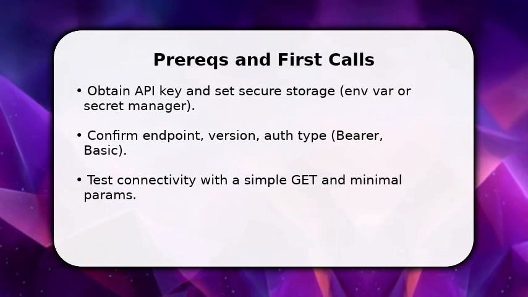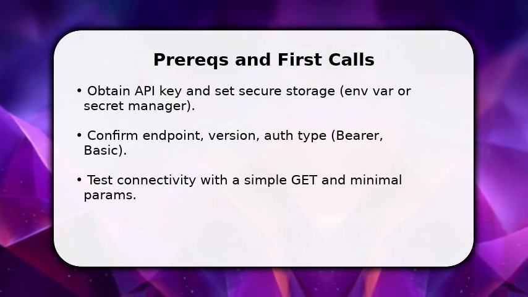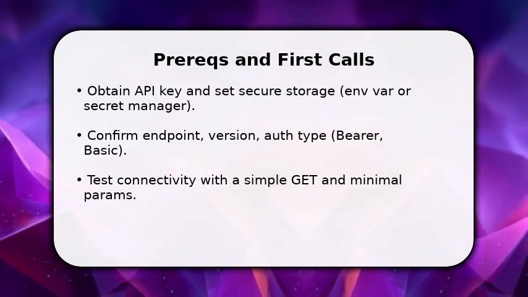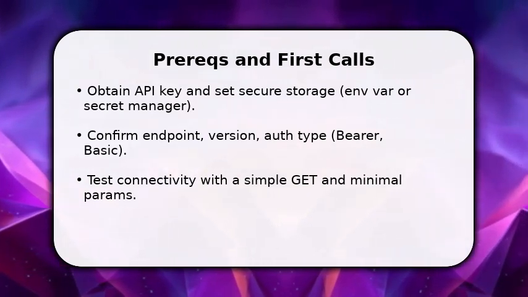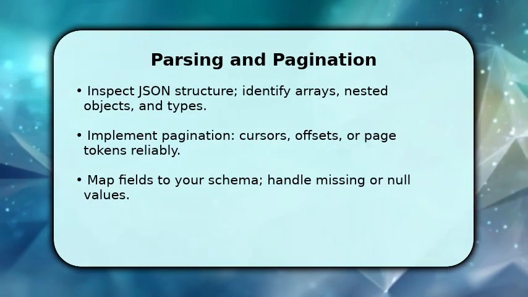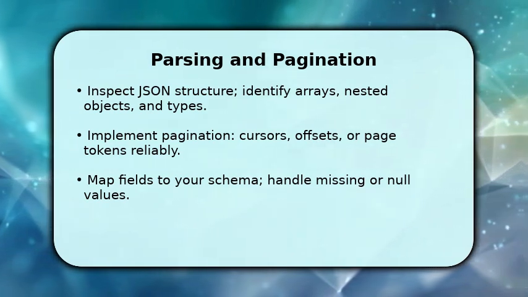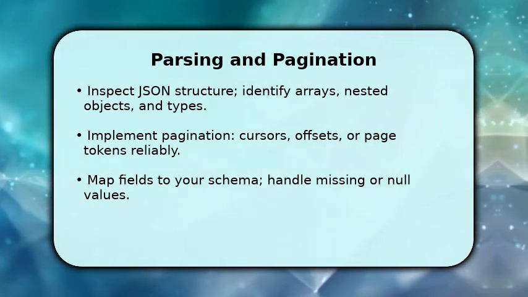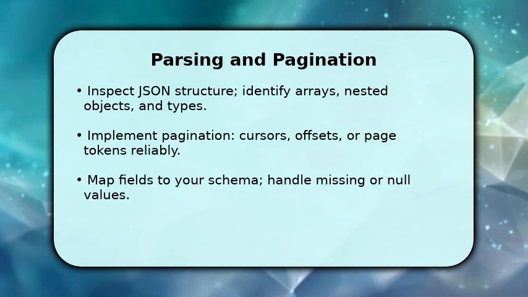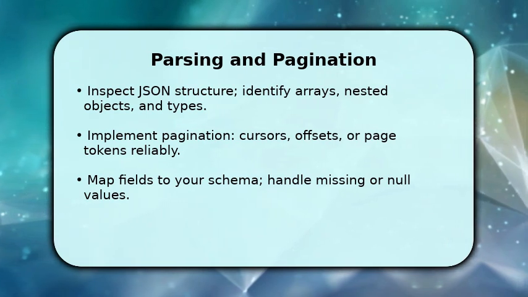Make sure to log request ID and timestamps for debugging and to avoid repeating obvious setup steps. Next, focus on extracting usable fields and handling pagination. You inspect the JSON to find arrays and nested objects, then write parsing logic that maps keys to your database schema. If the API paginates, implement cursor or page token handling so you fetch all records without duplication.